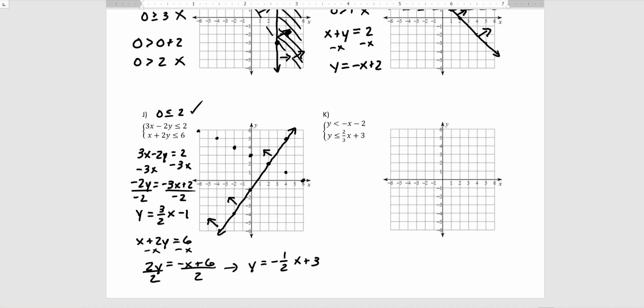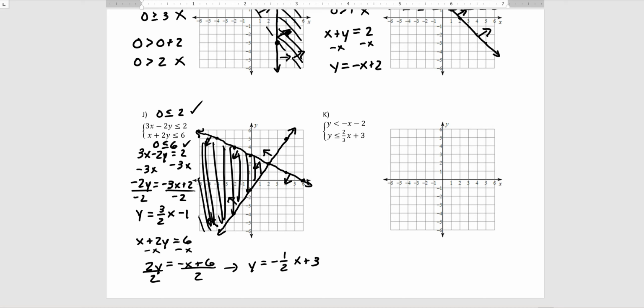Solid or dashed line? Solid because it's less than or equal to in that original inequality. Solid line there. When I plug in 0, I get 0 is less than or equal to 6. Is that true or false? That's true. 0 is less than or equal to 6. So that means I'm shading towards 0, 0. With that being said, I see that this section here is my shaded area. All right, hopefully we're feeling confident with J.